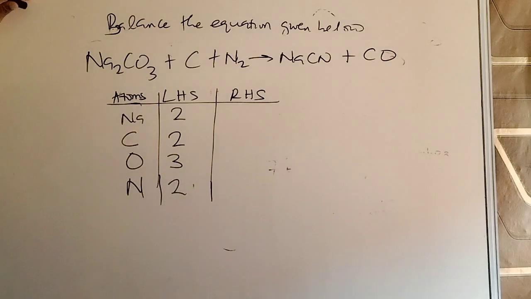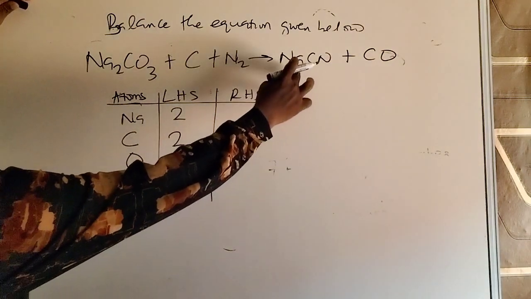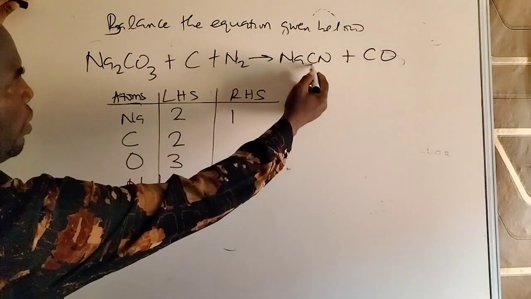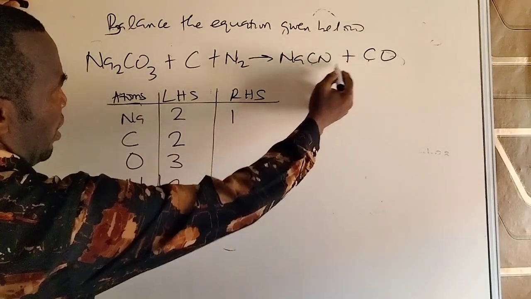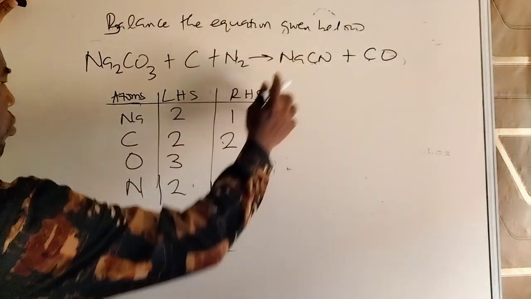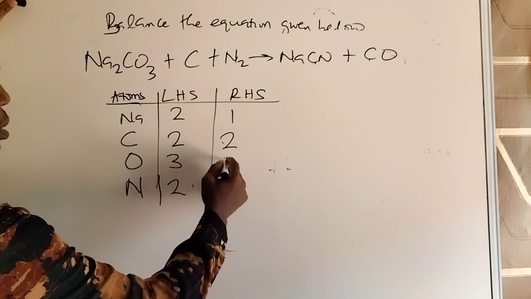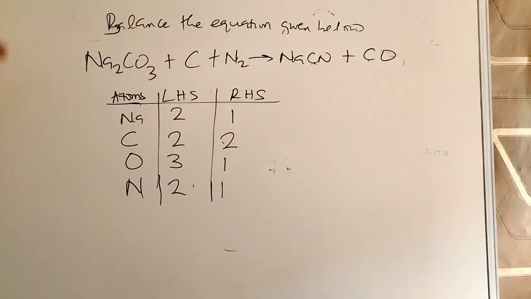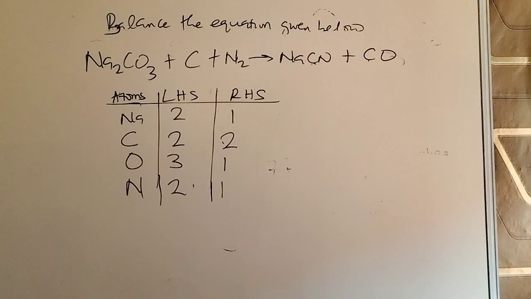Go to the product side. Sodium is 1. Carbon, 1 plus 1, that is 2. Nitrogen, only 1. Oxygen, also 1. So we'll now start on the journey of balancing the equation.